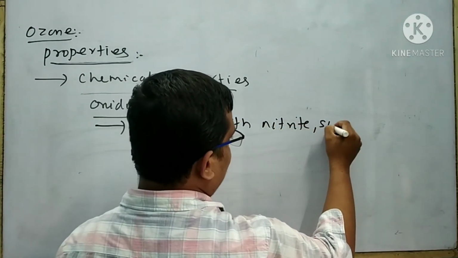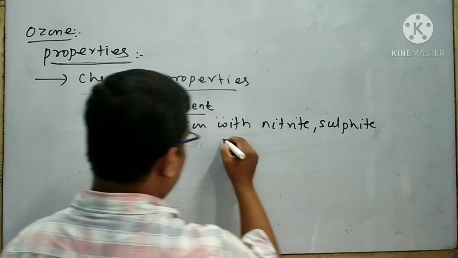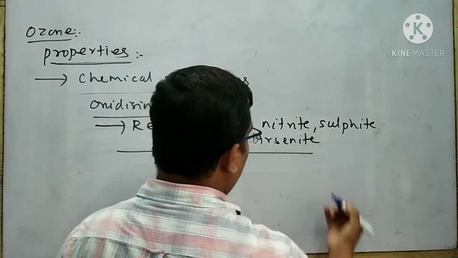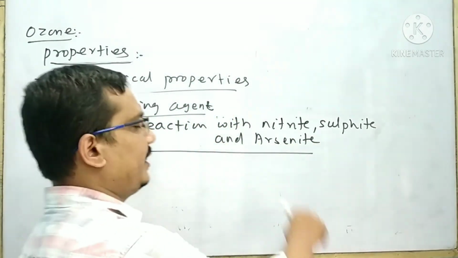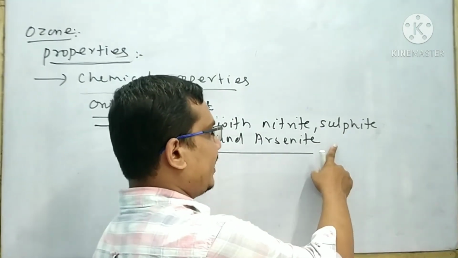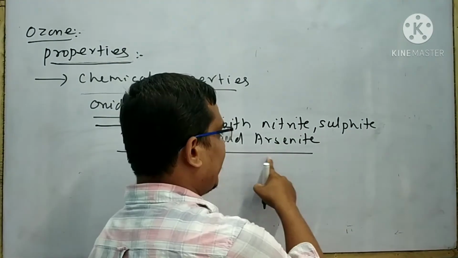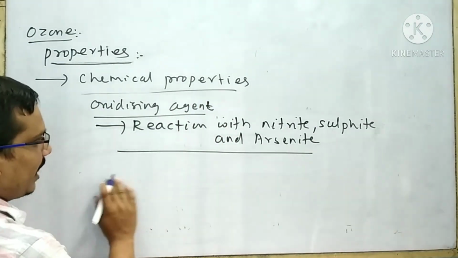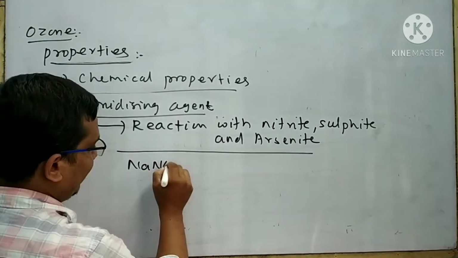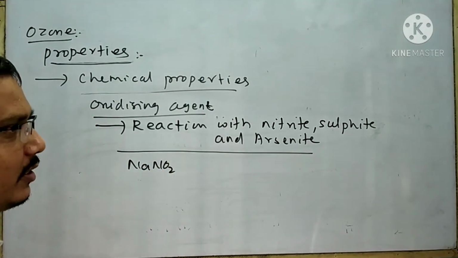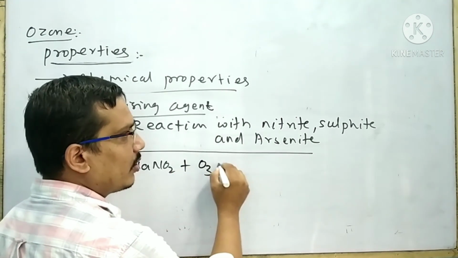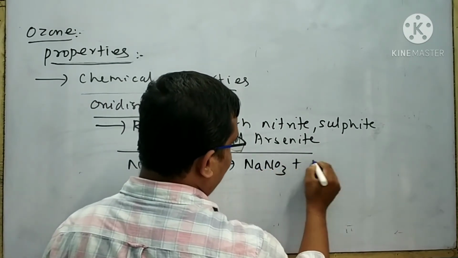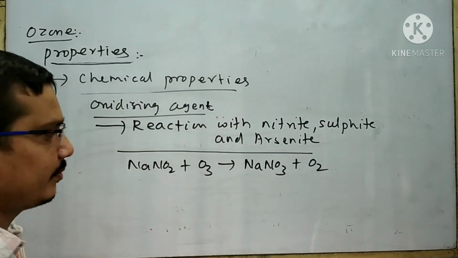Next reaction is the reaction with nitrite, sulfite and arsenite. Ozone oxidizes the nitrite to nitrate, sulfite to sulfate, arsenite to arsenate. Let me explain with an example. Suppose I will take sodium nitrite. When sodium nitrite is subjected to reaction with ozone, then sodium nitrate and oxygen are formed.